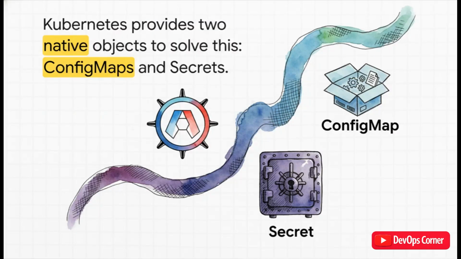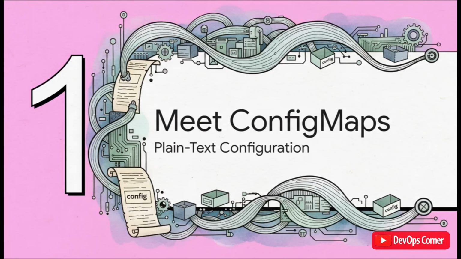And this is where Kubernetes really steps up to the plate. It gives us two native objects, built right into the system to solve this exact problem, ConfigMaps and Secrets. These are your go-to tools for separating your configuration from your application code. Let's kick things off with our first hero of the day. For all of your general, everyday, non-sensitive configuration, the tool you're going to reach for is the ConfigMap.